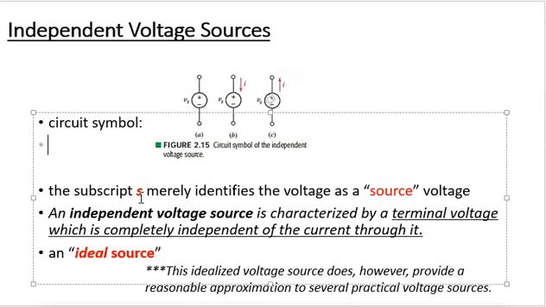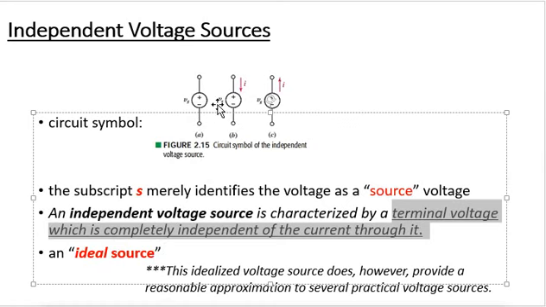Kapag ganito yung symbol, tingnan niyo. VS. V is for voltage, S is for source. Okay? Yung VS niya, simple lang na ganyan. Kita niyo mamaya na may something doon sa independent. Kapag ganito lang siya, this is called an independent voltage source. Yung S na subscript is just to identify na source siya.